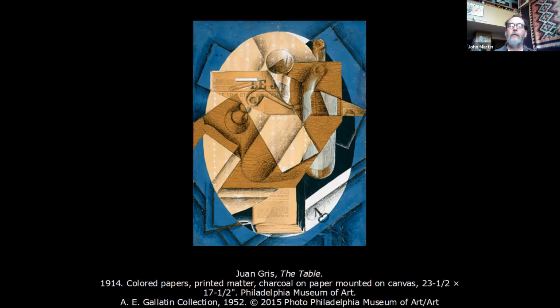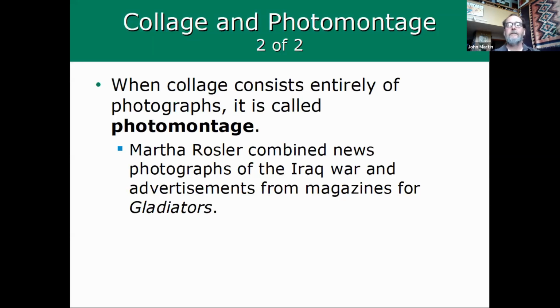So we see rubbings of texture, frottage. We see clippings of newspapers. Sometimes they even added chair caning and whatever kind of material to this synthetic cubism. And it is designed to make you contemplate in this painting and in reality itself what is real and what is fake. When collage consists entirely of photographs, it is called a photo montage.